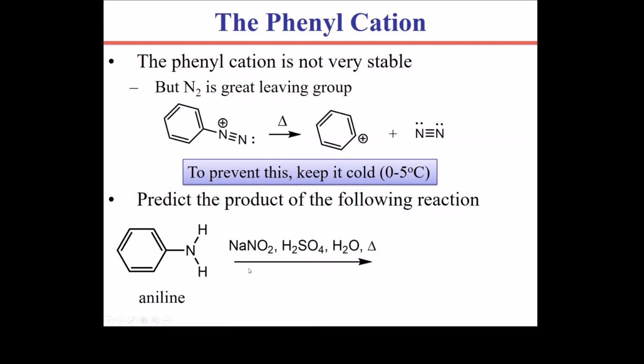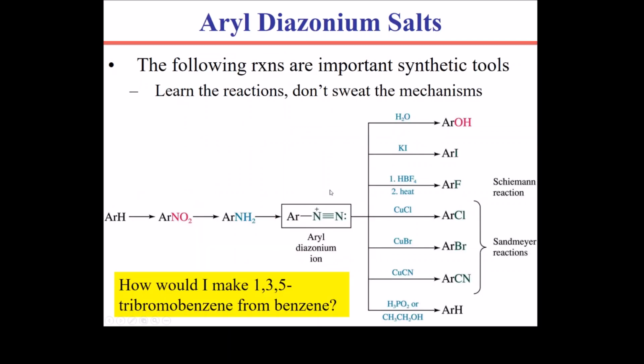So this is a one-pot synthesis going from aniline to phenol, which some of you might find useful if you're writing a report for the chemical company activity. What else can we do? This table right here gives us a bunch of different options that are available for the aryl diazonium ion. And synthetically, this is really cool.